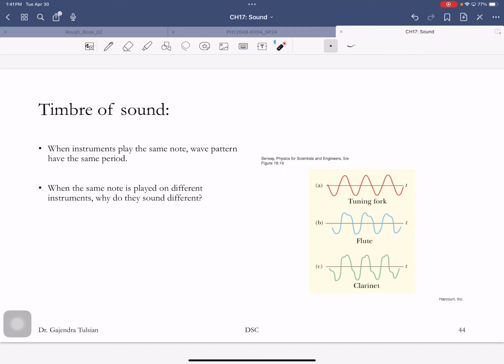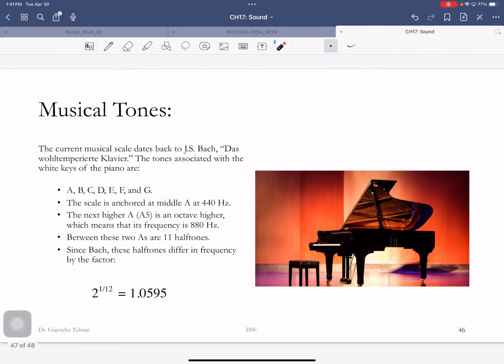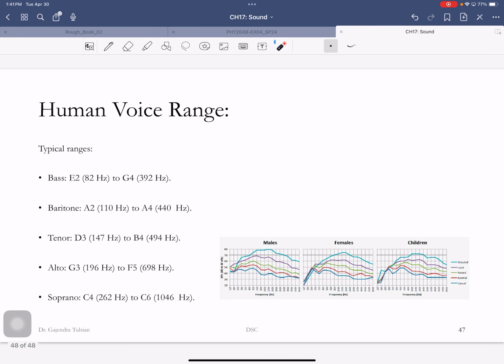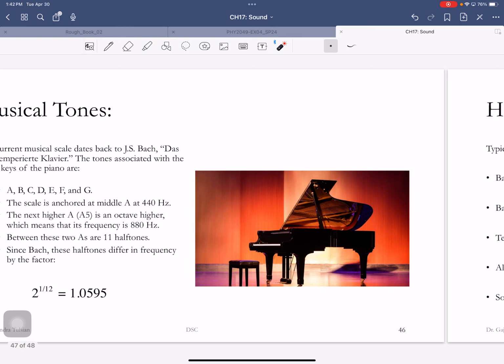So the timbre of sound, what this is showing you is a tuning fork, the flute, and the clarinet playing the same note. How do you tell the difference? From the harmonic mixture. The timbre is the harmonic mixture of the sound. I'll let you guys read that stuff.